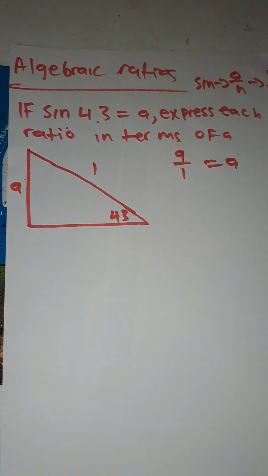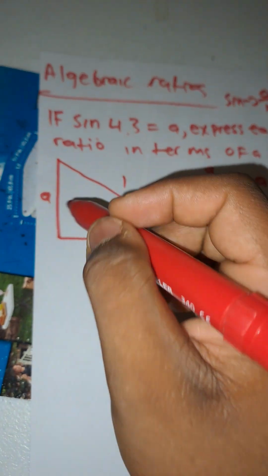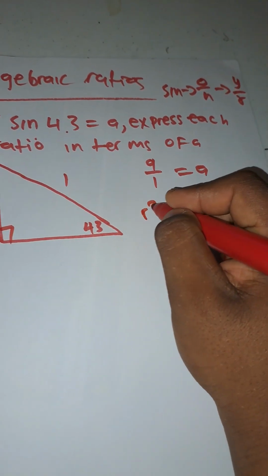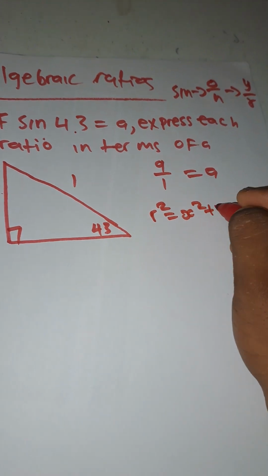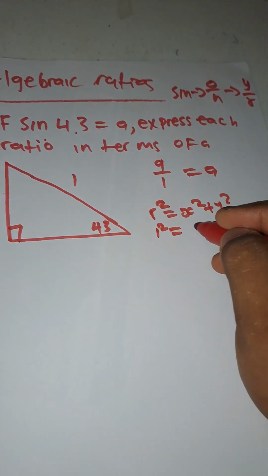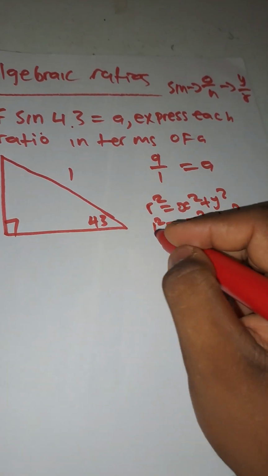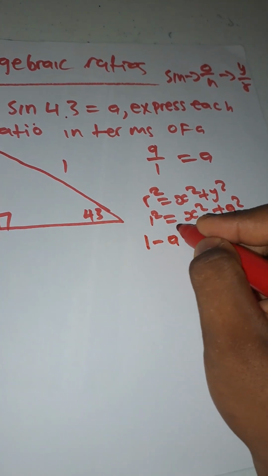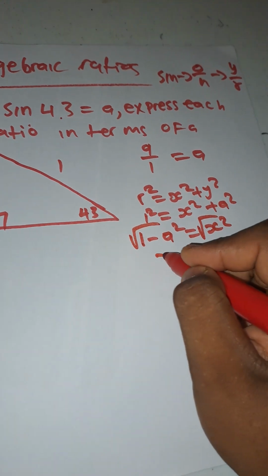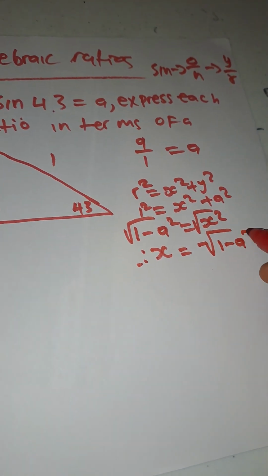And then they are saying you must express each and everything. The first thing that you must do, you must find the missing side. Okay, so I will continue. R squared is equals to x squared plus y squared. What is my r squared? It is 1 squared is equals to the one that I want plus a squared. And then I'll take the other one to the other side. It will be 1 minus a squared is equals to x squared. Root both sides. Then my x will be equals to root of 1 minus a squared.